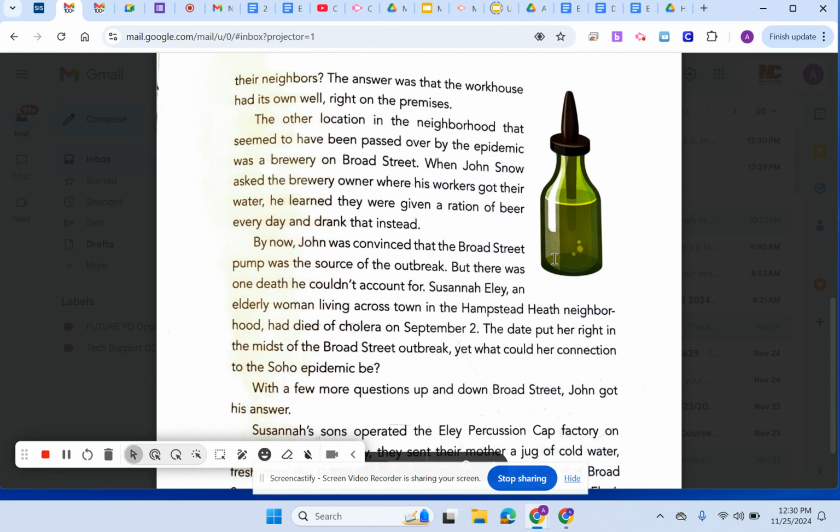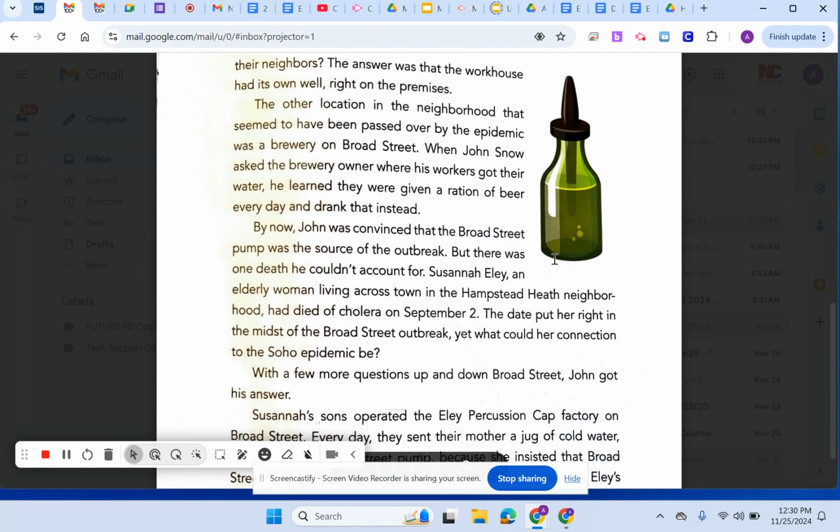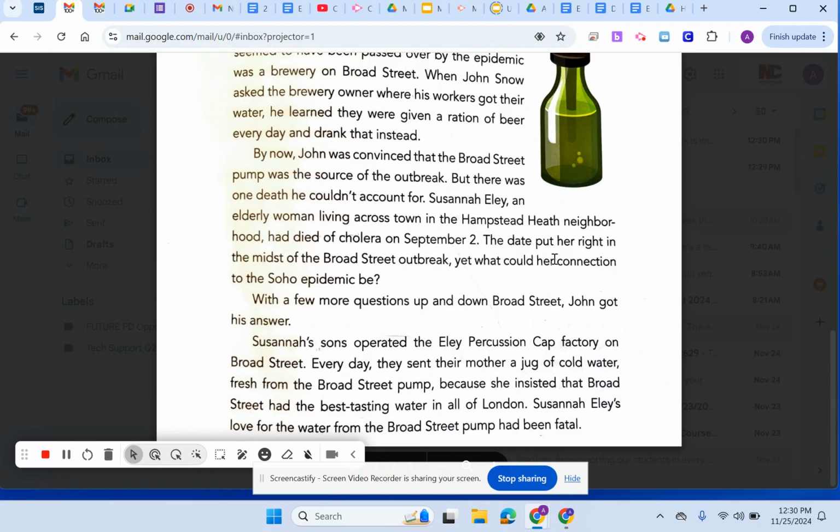The other location in the neighborhood that seemed to have been passed over by the epidemic was a brewery on Broad Street. When John Snow asked the brewery owner where his workers got their water, he learned that they were given a ration of beer every day and drank that instead. By now, John was convinced that the Broad Street pump was the source of the outbreak. But there was one death he couldn't account for.